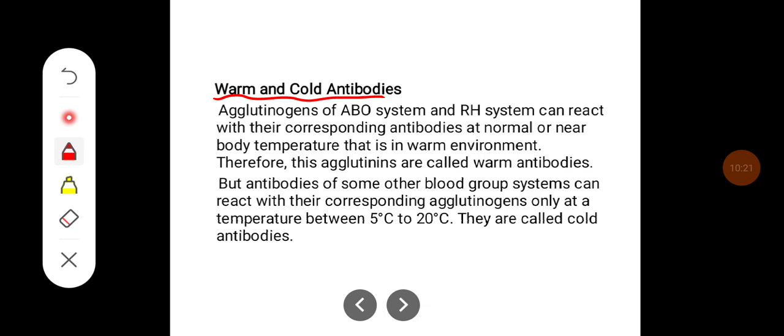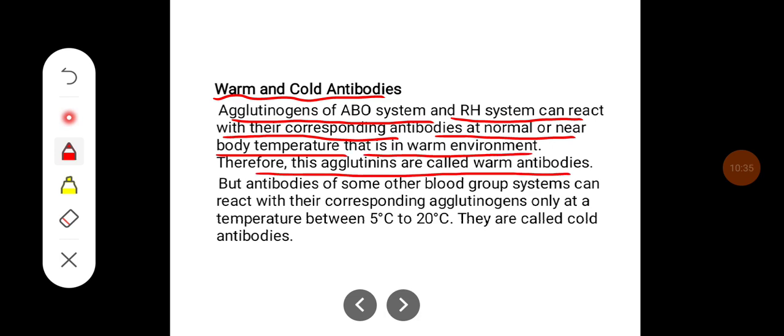So there are warm and cold antibodies. Agglutinogens of the ABO system and Rh system can react with their corresponding antibodies at a normal or near body temperature, that is, in a warm environment. Therefore, these agglutinins are called warm antibodies. But antibodies of some other blood group systems can react with their corresponding agglutinogens only at temperatures between 5 degrees to 20 degrees Celsius, and they are called cold antibodies.